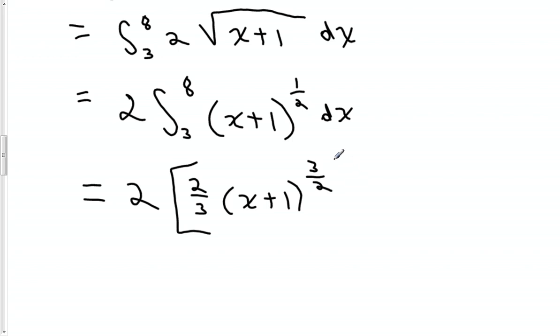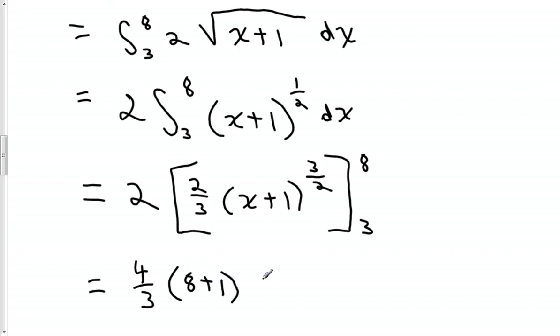And we're taking this integral from 3 to 8. So, upon substitution, we get that this is equal to 4/3 times (8 plus 1) to the 3 halves power, minus 4/3 times (3 plus 1) to the 3 halves power.